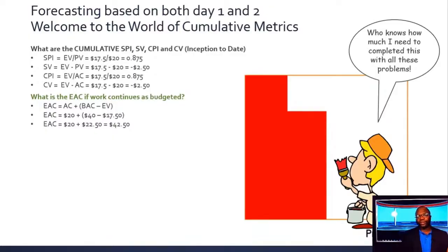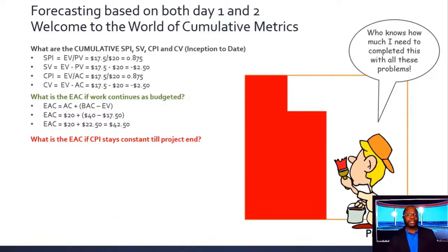So this formula just underscores what someone could work out with common sense. If work continues as budgeted, the little square in day 2 is going to cost $2.50. The bigger squares will cost 10 apiece. Makes sense. But the formula just helps you. Just apply the formula and you get it right.